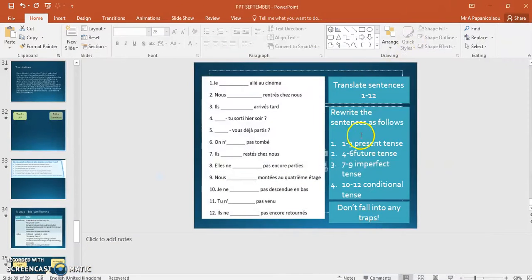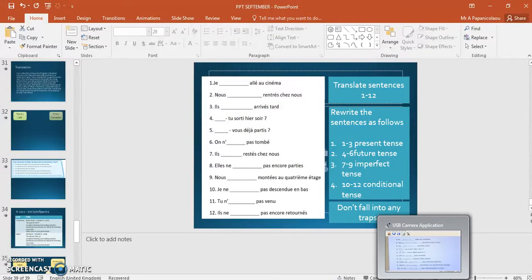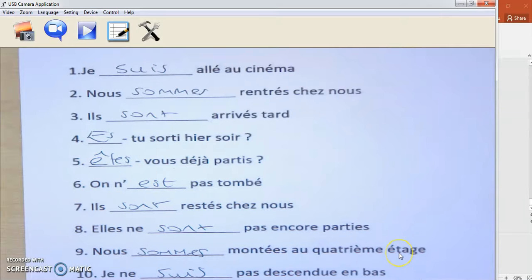Now, what I've then asked you to do is to rewrite the sentences as follows: 1 to 3 in the present tense, 4 to 6 in the future tense, and 7 to 9 in the imperfect tense, with 10 to 12 being in the conditional tense. Now, the trap that you need not to fall into is that it's not être that you need to write in the present tense, the future tense, the imperfect, and the conditional tense, because all of these sentences here have been written in the perfect tense. So these are all verbs that conjugate with être in the perfect tense.